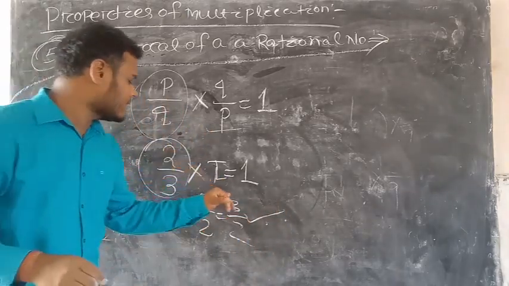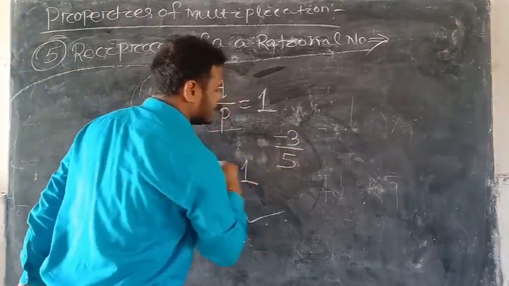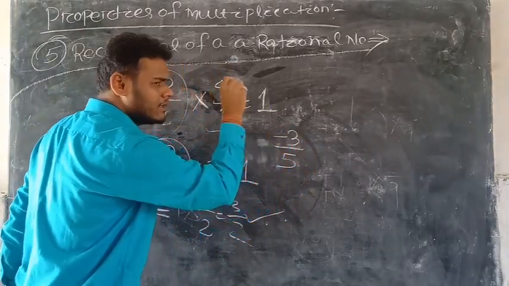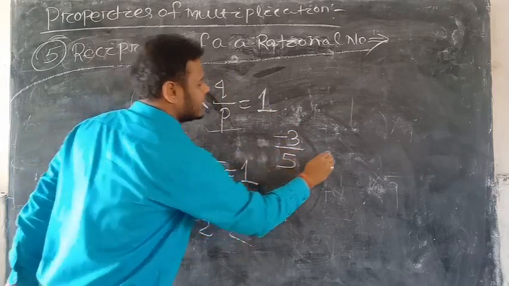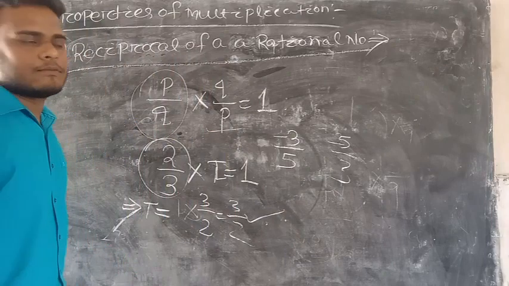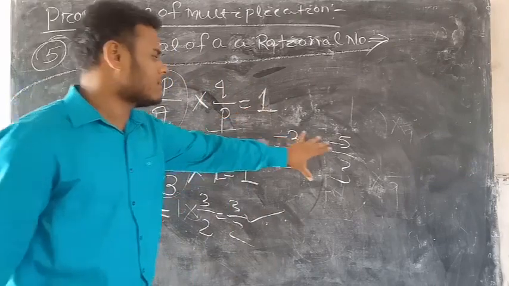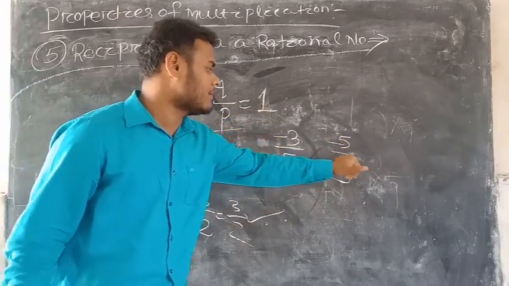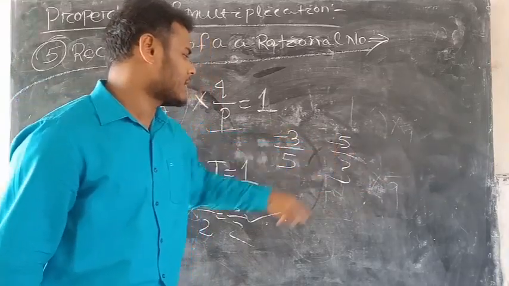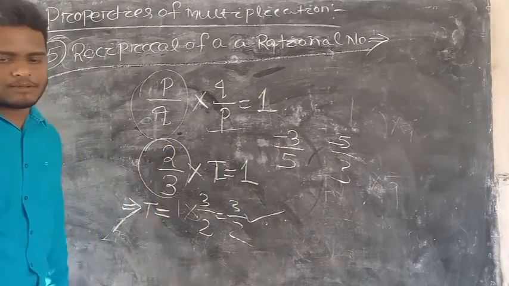Only I have to alter the numerator and denominator. And if minus 3 by 5 is a rational number given, what is the reciprocal? Very simple. You only need to alter the numerator and denominator. So 5 by 3, just give the sign. Why am I giving the sign? As I have said, the product must be 1. If I do not give the sign and I multiply, I will get minus 1. So it violates. That's why I have to give the negative sign also here. This is the reciprocal of a rational number.